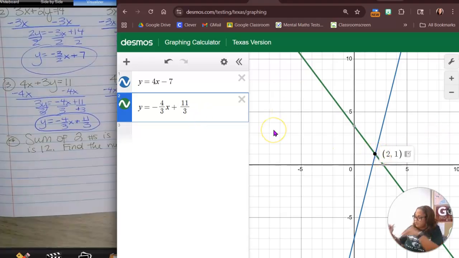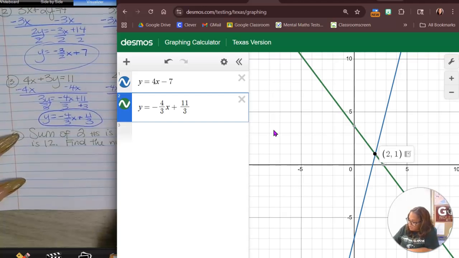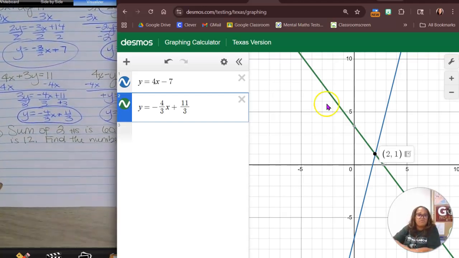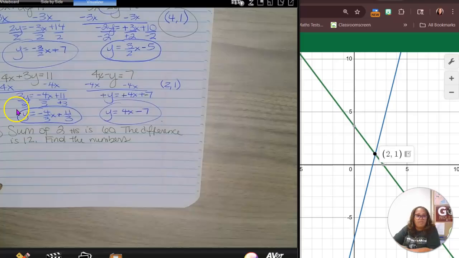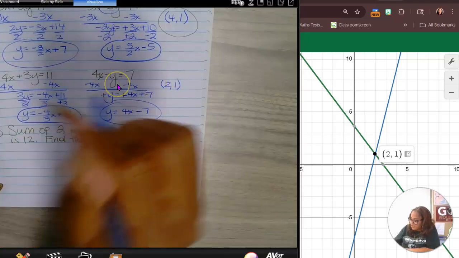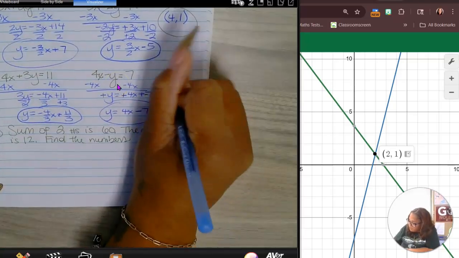Here, now I've got 2, 1 as my solution. 2, 1. Those decimals were not going to work out. So make sure that all of your 3's that you're dividing by are positive, not that little negative one that I just threw in there. And then my answer is 2, 1.